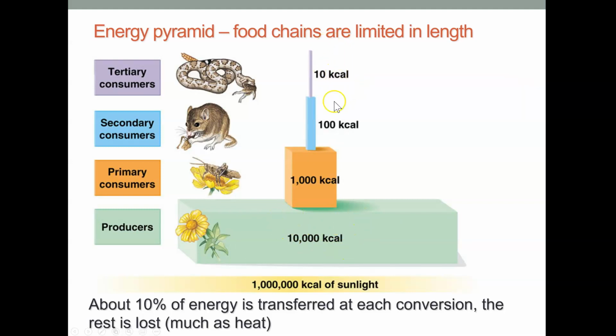So what is that? That's 10%, 1%, 0.1%, right? So only about 0.1% of the amount of energy that the primary producers produce will ultimately get harvested by those tertiary consumers.